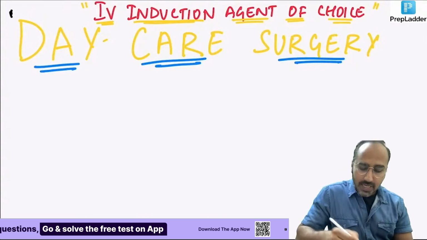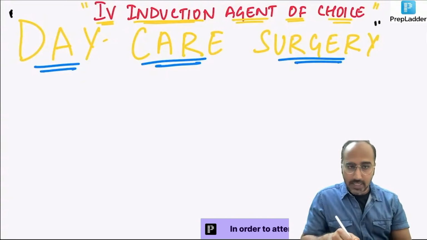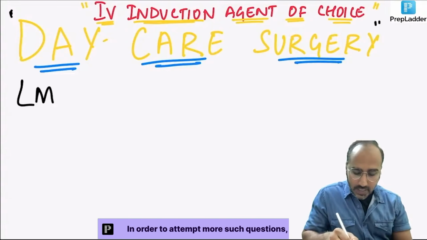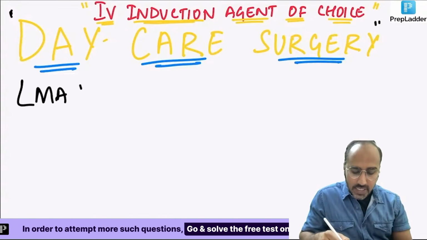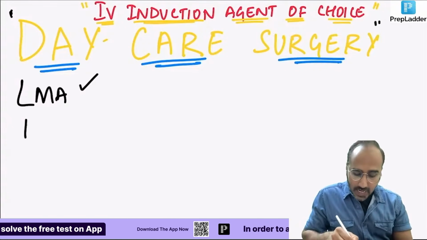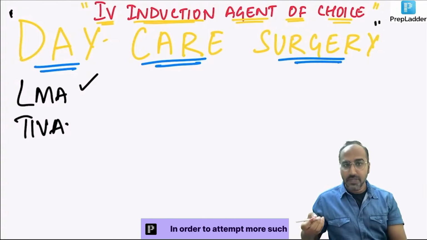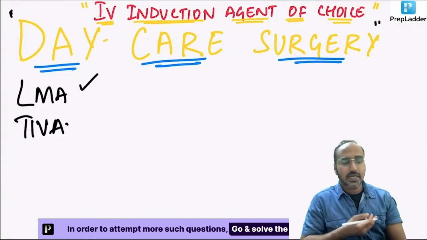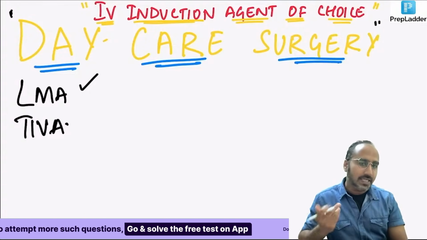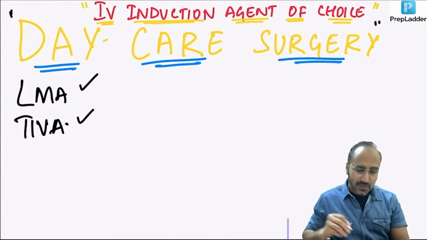Guys, remember, when a patient is posted for daycare surgery, I won't put an ET tube. I will put an LMA. Hence, propofol is the IV induction agent of choice for LMA insertion. When a patient is posted for daycare surgery, I try to give TIVA, total intravenous anesthesia. Yani ke IV anesthesia, general anesthesia given without inhalational agent is TIVA. So I give TIVA. So the IV induction agent of choice for TIVA is propofol.